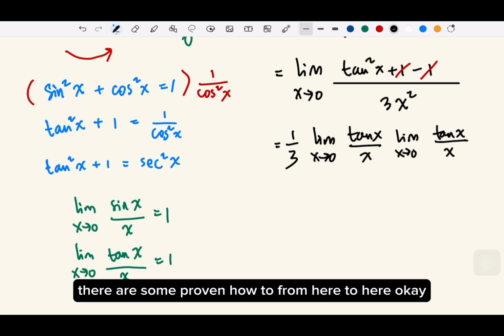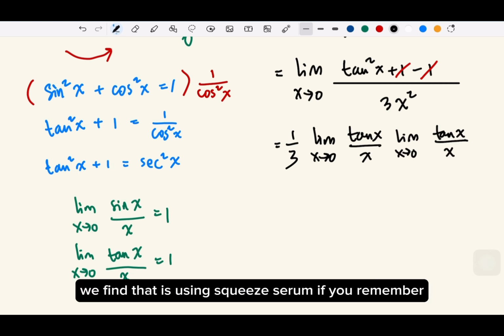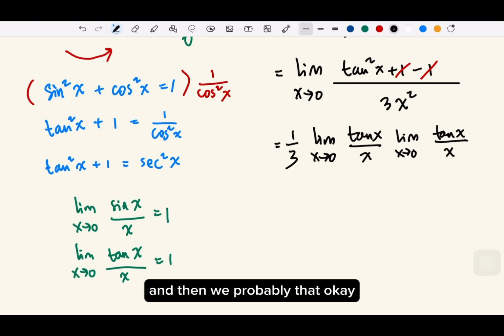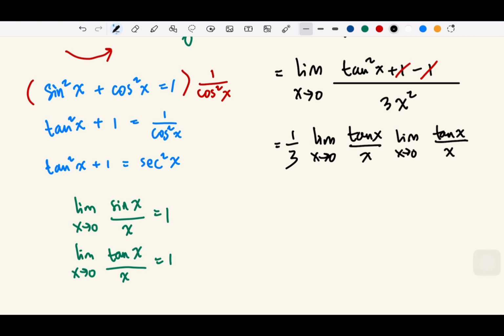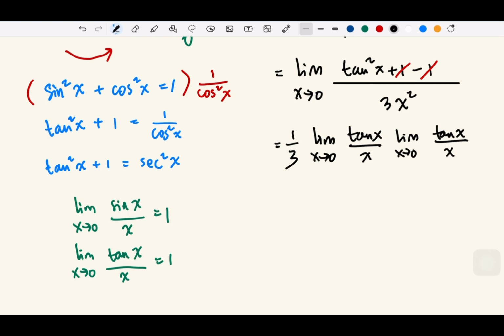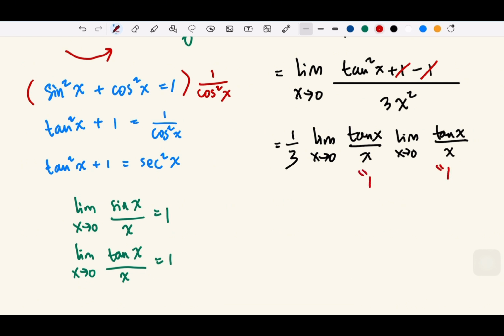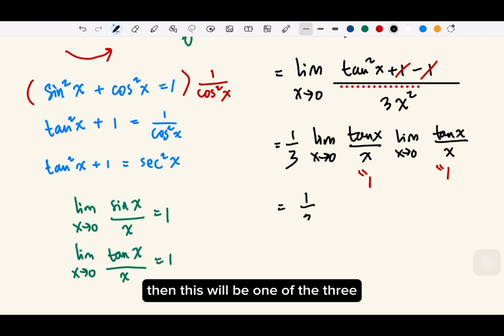There are some proofs of how to get from here to here. This one is from the geometric perspective. We find that using the squeeze theorem, if you remember, and then we completed. It's equal to 1. The other form is using the cosine. I also don't really remember, but yes, the cosine. So since this is 1, this is 1, then this will be 1 over 3.